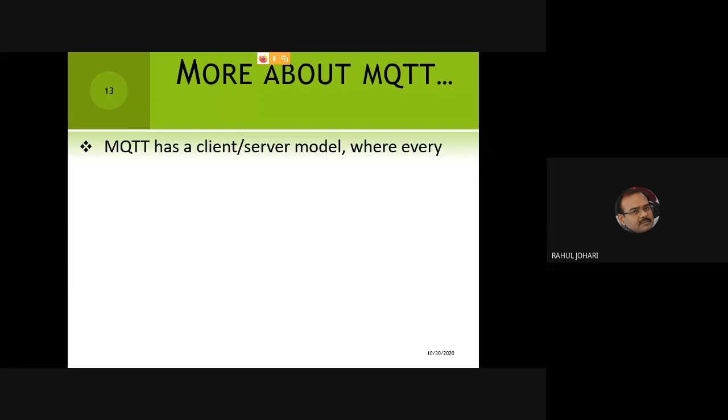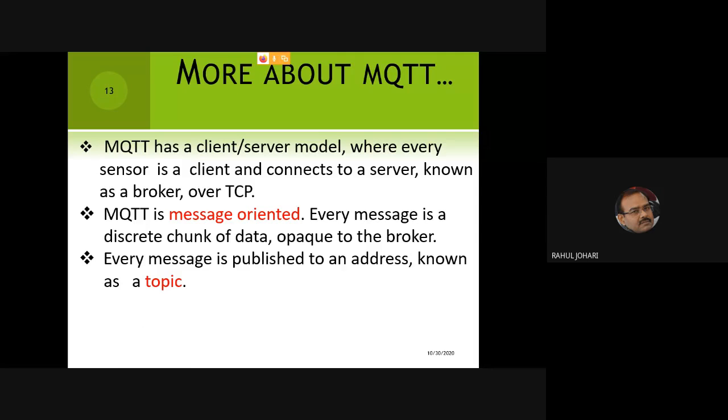So some more facts about MQTT. MQTT has a client-server model where every sensor is a client and connects to a server known as a broker over TCP. Here, the pub-sub model has been mapped over to the client-server model. That is what the sentence says. Every sensor becomes a client, and you connect to a server, and that server will not be a web-based server. It will be a server which we call a broker. So if I want to map my pub-sub model to a typical two-tier or N-tier client-server model, I say the sensor is a client and my server becomes a broker.